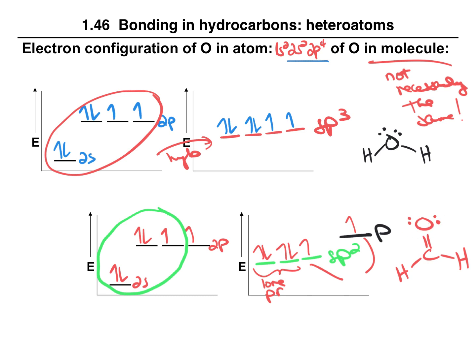Although we spent the most time looking at carbon atoms talking about sp3, sp2, or sp hybridization, the same thing can be applied to oxygen, to nitrogen, to the halogens. Many other elements will also follow the same type of hybridization.